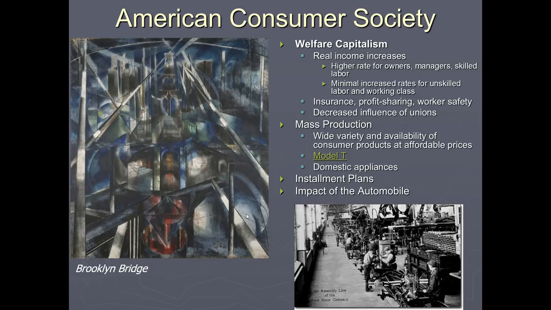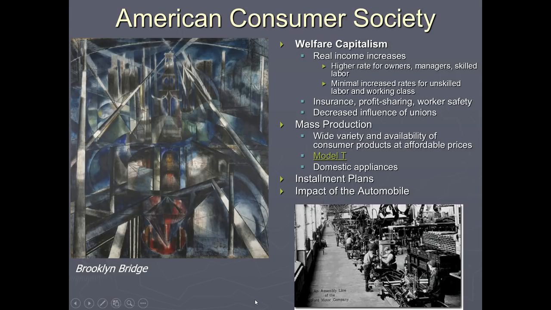As far as the American consumer society goes, we're going to start buying a whole lot more for what we want rather than what we need. It's called conspicuous consumption. And so things like installment plans are going to become more popular, and you're going to see the debt of Americans increase because people are buying stuff on installment plans. They're going to begin to buy things for recreational reasons, and the big one is going to be the Model T, the Model T car.